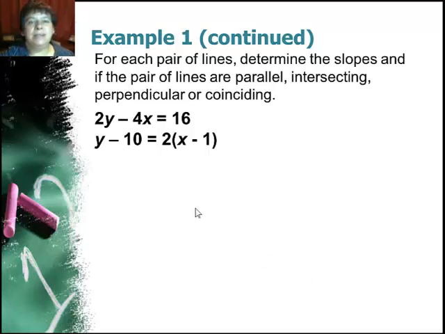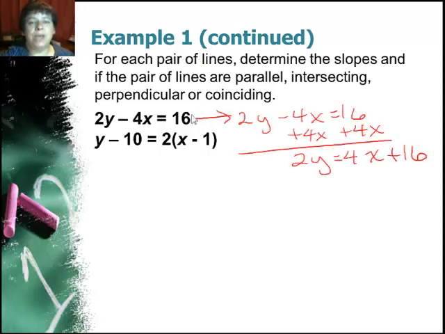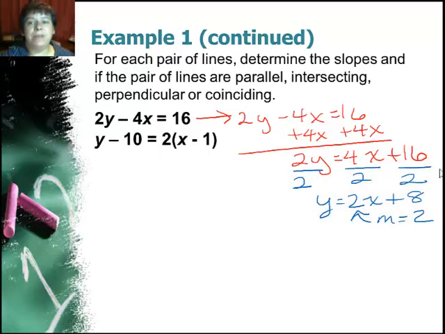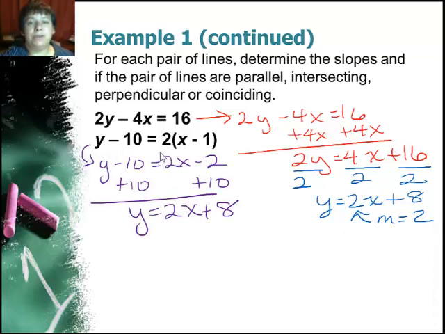In this last example, I need to make sure both of these are in slope-intercept form. So first one we'll take, I need to add 4x to both sides because x is over here on the y side, and then divide everything by 2. And I can see that the slope is 2. This one, I'll go ahead and apply the distributive property, where I go 2 times x is 2x, and 2 times minus 1 is minus 2.